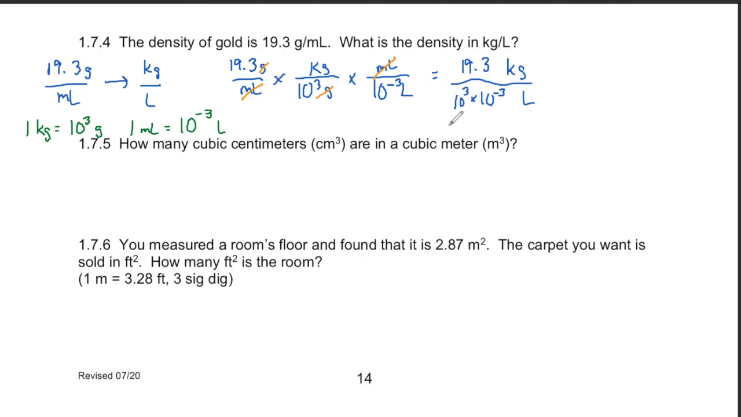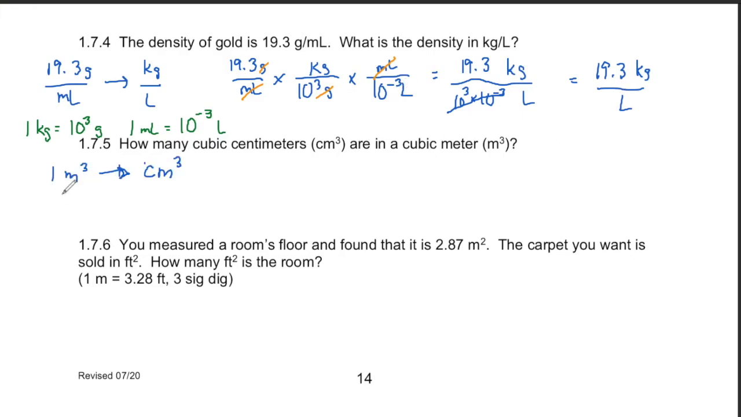So I just grouped the powers of 10 together over here. 10 to the 3 times 10 to the negative 3 ends up as 10 to the 0, which is 1, so this cancels, and we still have 19.3 as our density in kilograms per liter. And then the significant digits just stay the same because we have 3 to start with and just multiply it by things that are exact. So we end up with 3.